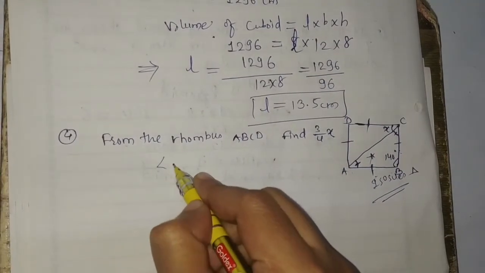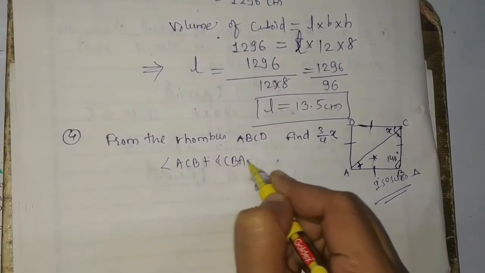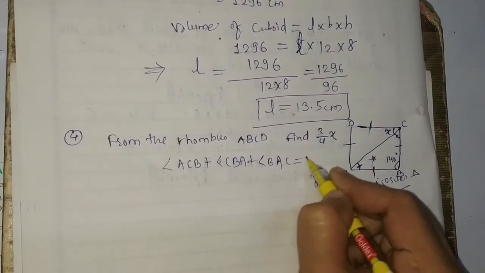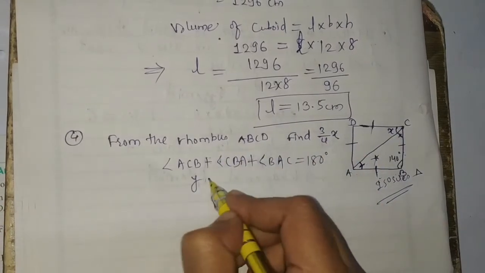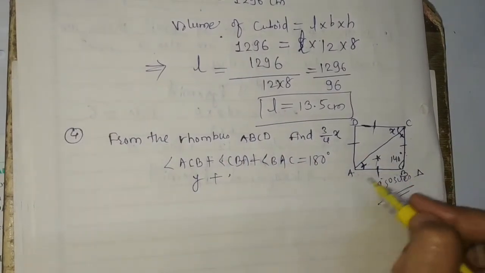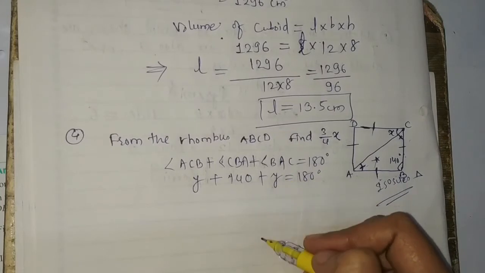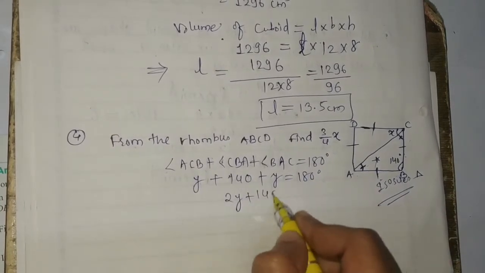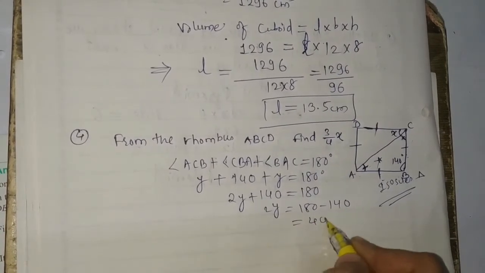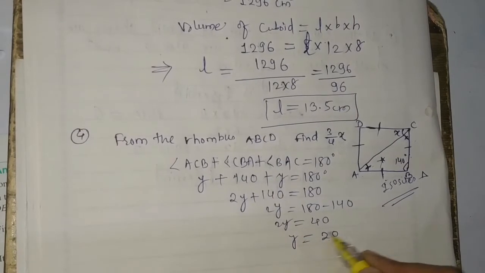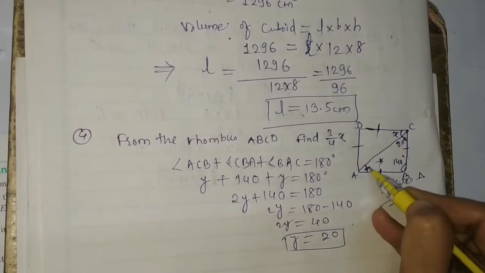You can write down angle ACB plus angle CBA plus angle BAC is going to be 180 degrees. And this angle is equal to this angle. So we can take it as Y, plus CBA is 140 degrees, and this BCA is also going to be Y. Base angles are equal in an isosceles triangle. So 2Y plus 140 is equal to 180. So 2Y is equal to 180 minus 140. So simply Y is equal to 40 divided by 2, we'll get 20 degrees. So this we got 20, this again we got 20.